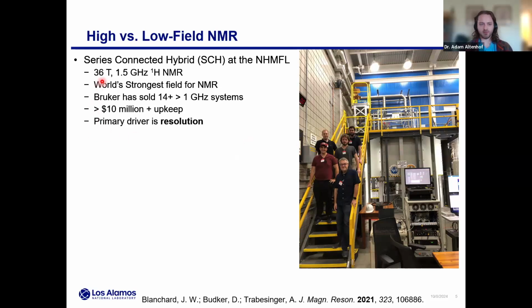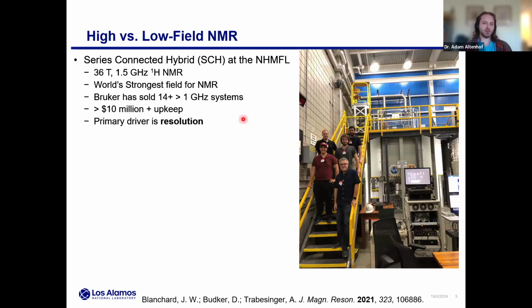It's a 36 Tesla magnet, the strongest field to do NMR in the world. That gives you 1.5 gigahertz for proton NMR. In some sense, this is the goalpost, or a sign of the times. Bruker has now sold more than 14 of these gigahertz class systems. This is pretty serious investment if you're going to go this route. We're talking about a $10 million instrument or more, really serious upkeep in terms of the cryogens and highly trained staff. Even the infrastructure requirement is pretty serious.